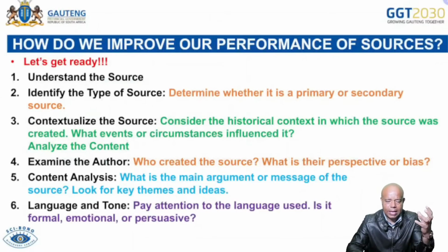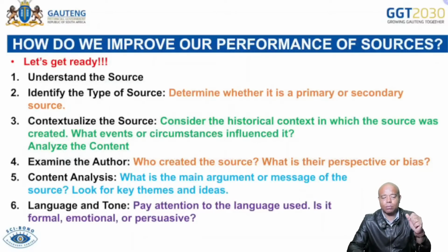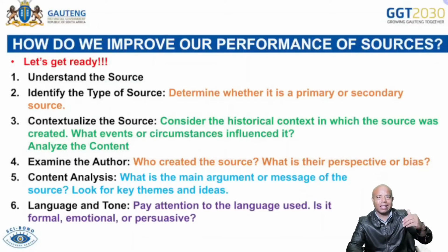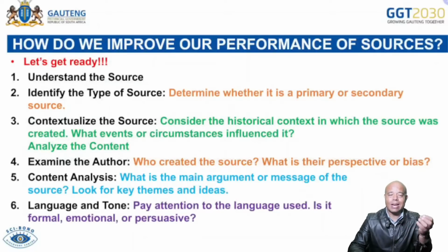When it comes to whether the source is primary or secondary, you're supposed to know already at this point in time. Then you must contextualize the source at the same time also. So what is it to contextualize the source? You must consider the historical context, the context basically in which the source was created. What evidence or circumstances influence how to use your analysis and how to interpret the content that is being provided through the source. Then examine the author who created the source, what is the perspective of the source also.